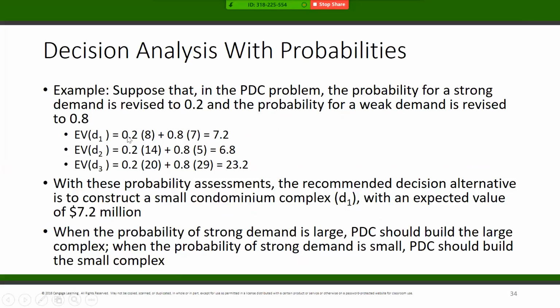Okay, so now we've got our expected values: 7.2, 6.8, and 23.2. With these probability assessments, the recommended decision alternative is to construct a small condominium complex with an expected value of 7.2 million. When the probability of a strong demand is large, PDC should build the large complex. When the probability of strong demand is small, PDC should build the small complex. So depending on the probabilities, they build either the large or the small.